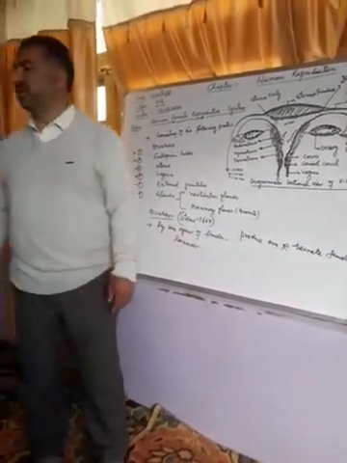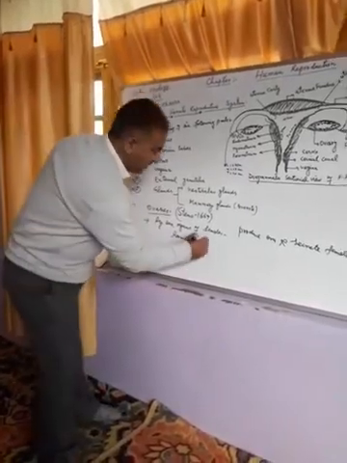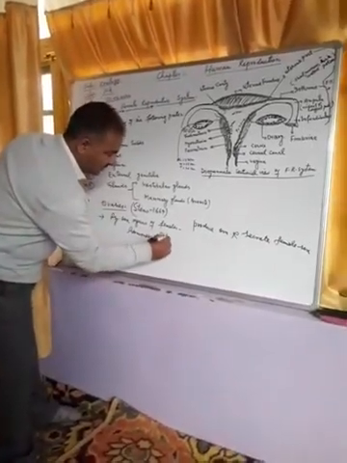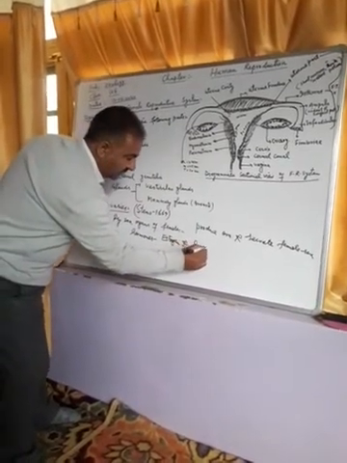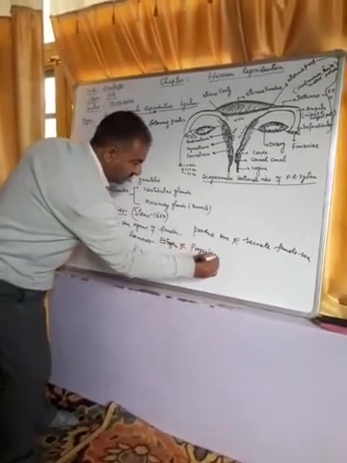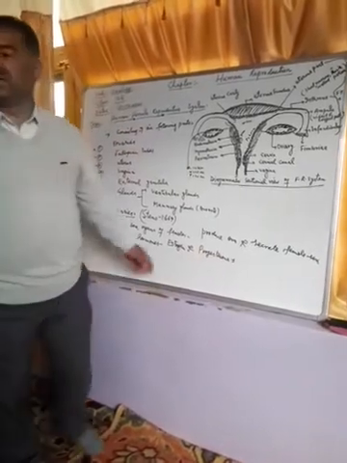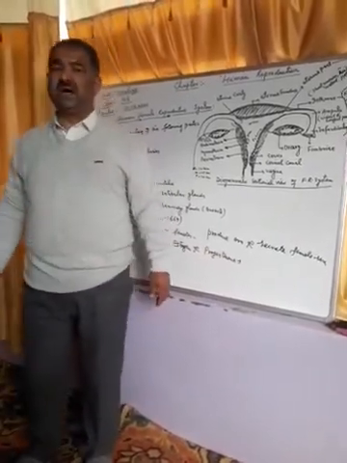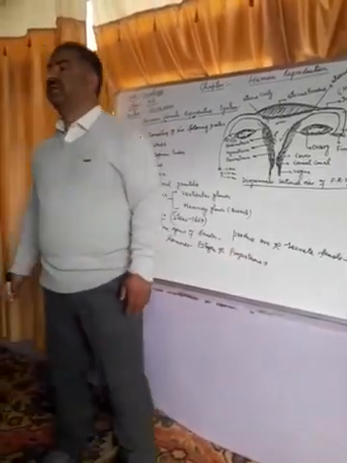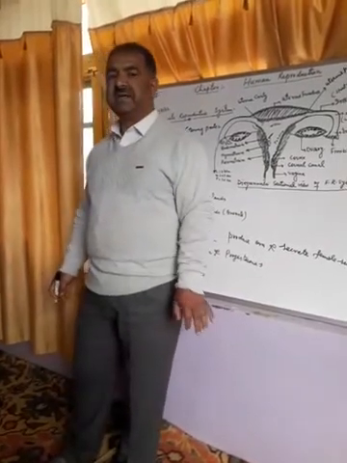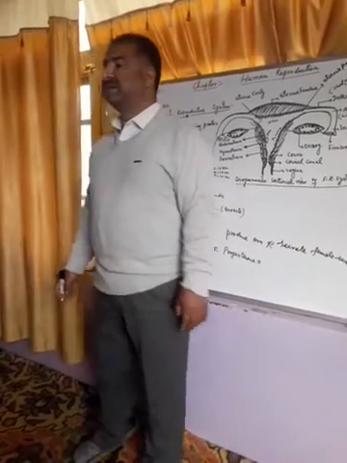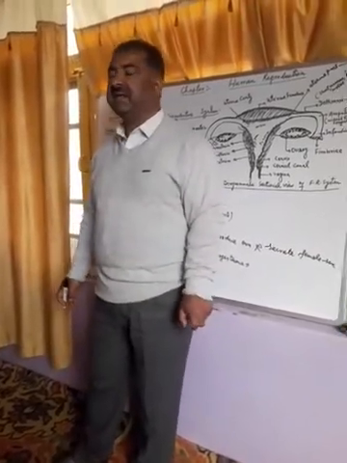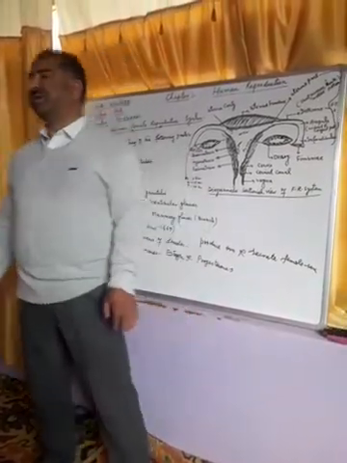These hormones include estrogen and progesterone. These very hormones are responsible for the development of secondary sex characters and marked cyclic changes in the uterine endometrium.